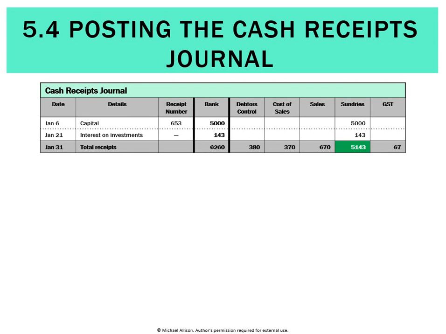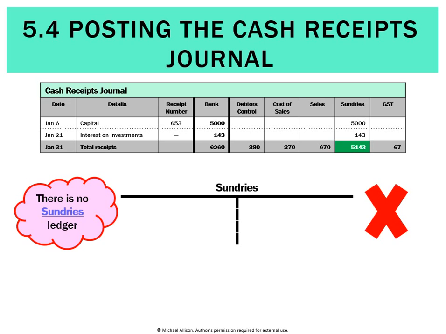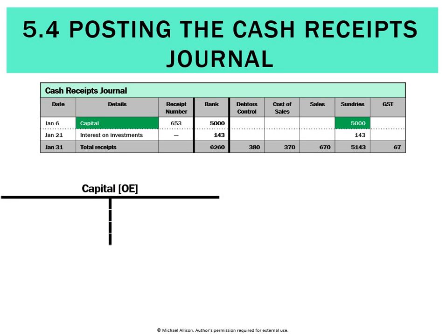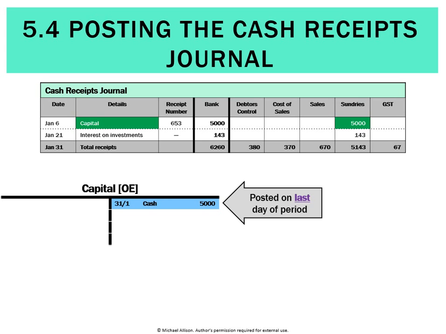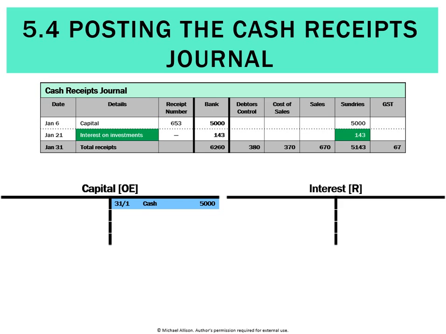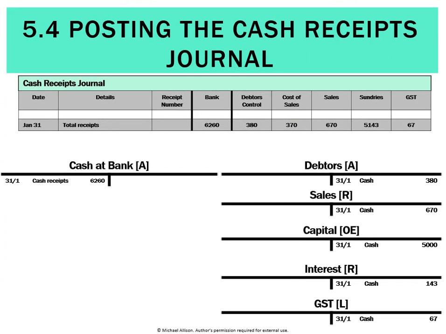Then we have the sundries column. It's the only one where we don't post the total. We don't go and create a sundries ledger. What we do is we post each transaction individually. So in this case, we're going to go and find on January the 6th, there was a capital contribution. Sundries are irregular. Each transaction will get entered individually. So again, posted on the last day of the period. We also have interest on investments, that's a revenue, so that'll go up on the credit side. So we're not posting the total of sundries, just posting each number individually on the last day of the period.